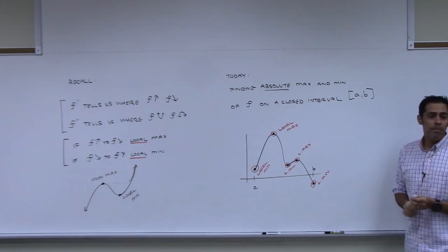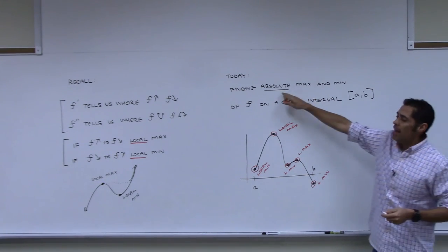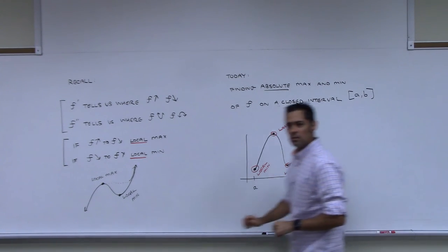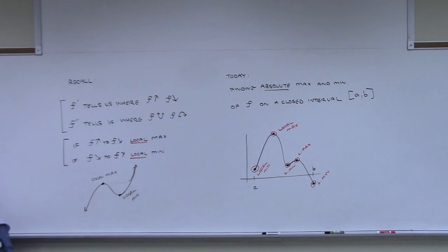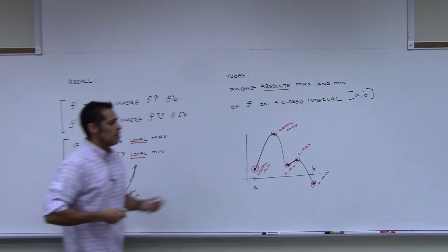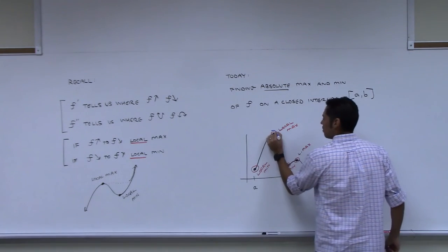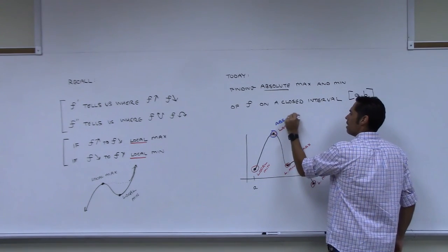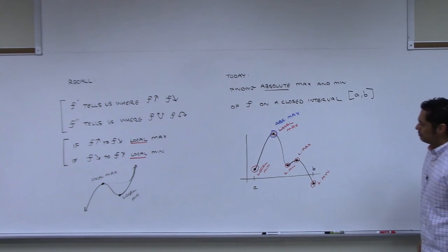But there are only 2 points on the graph that can be the absolute max and absolute minimum. And is it obvious where they are? Yes? One of the local maximums is our absolute maximum, right? So this right here is our absolute maximum. And what about our absolute minimum?